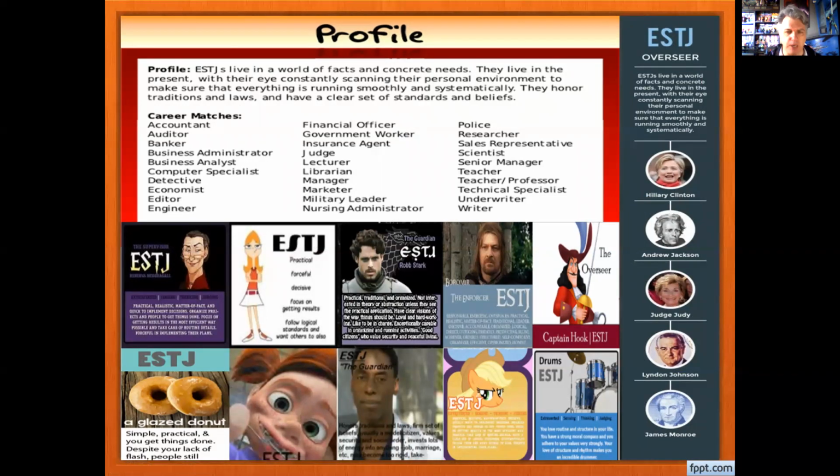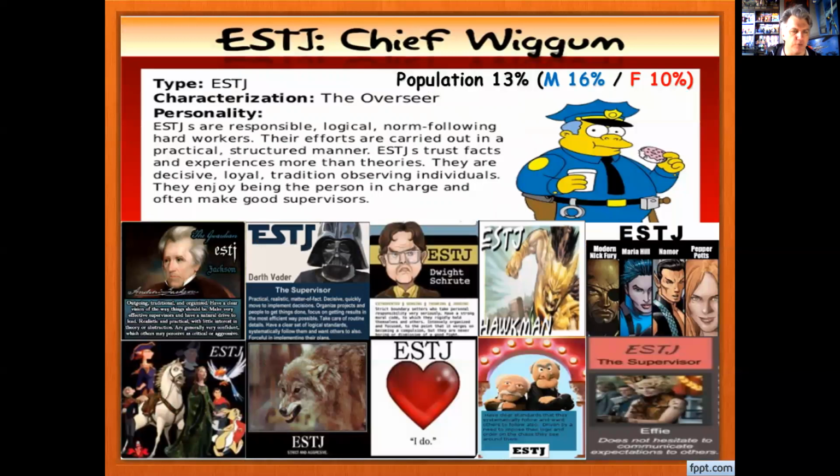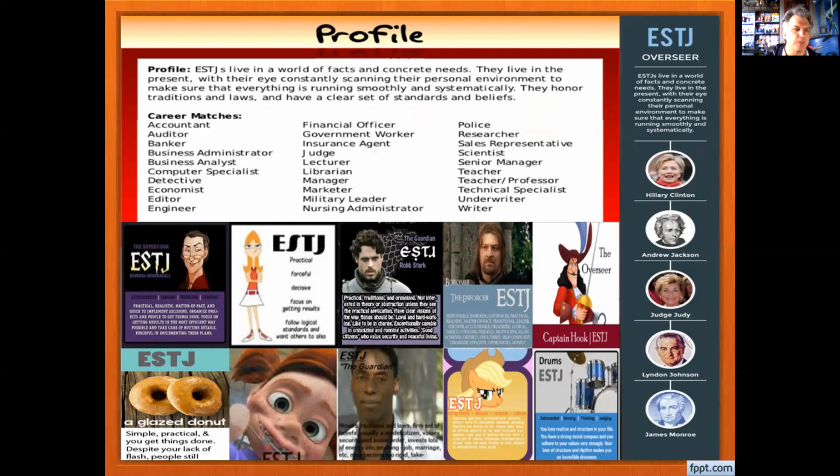So this is just sort of based on things like that. And that's why you'll see some people like Reagan will fall under 2 categories, whatever. But again, this is the ESTJ, the overseer, which is the majority, not the majority, but a greater proportion of the population.